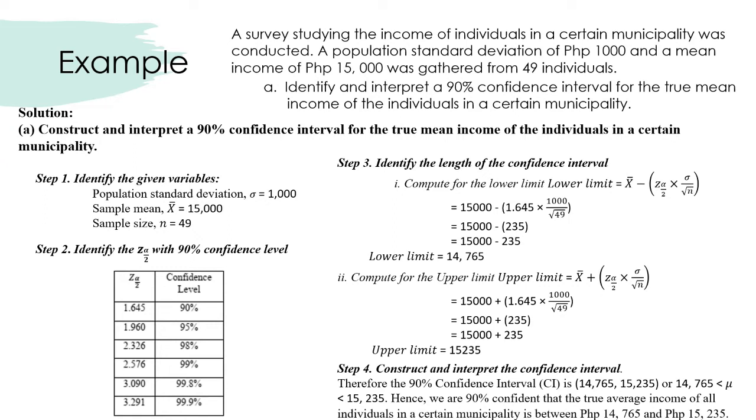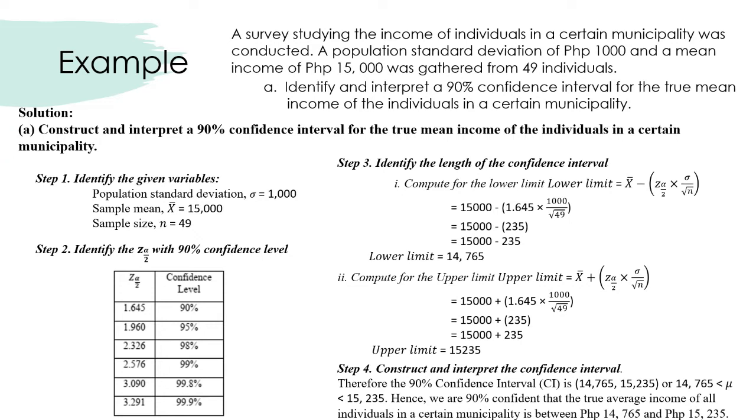Step 3. Identify the length of the confidence interval. First is to compute for the lower limit, having a formula of lower limit is equal to X bar minus Z alpha half multiplied to sigma divided by the square root of N. We already have X bar, sigma, and N. And also, we already have Z alpha half, that is 1.645.